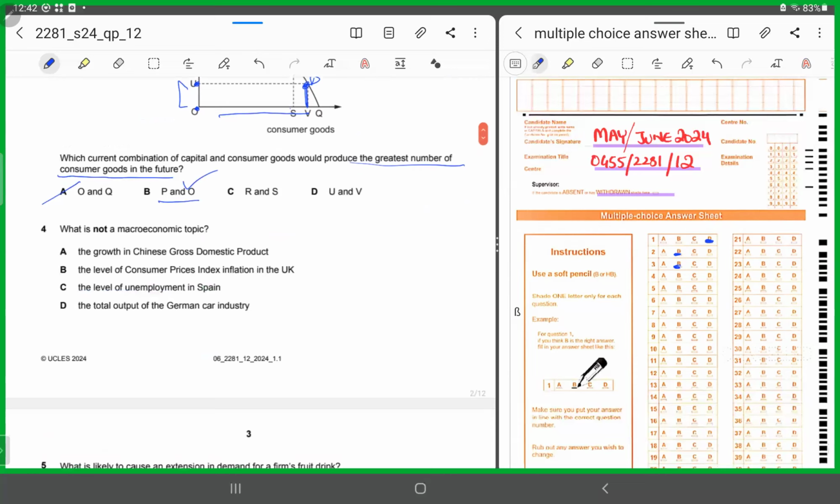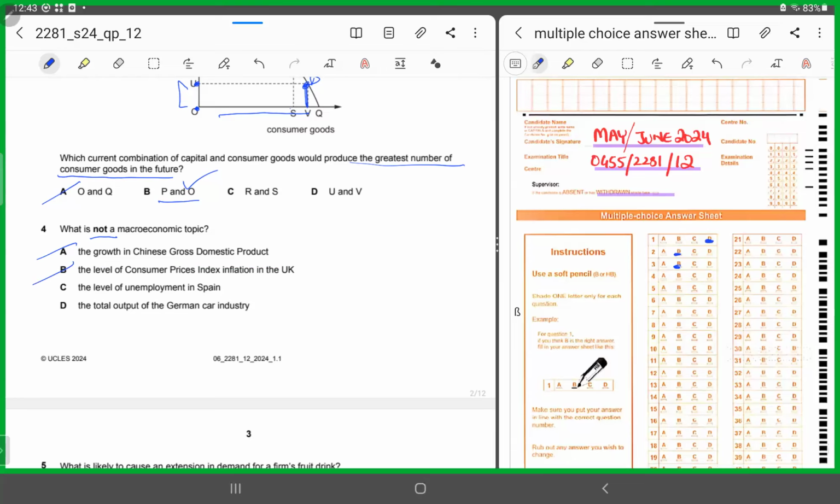Number 4. Number 4 says, what is not a macroeconomic topic? This means there's only going to be one answer, one option, which is not a macroeconomic topic, and the rest 3 will be macroeconomic topics. So now let's look at the options. A says the growth in the Chinese GDP. That's a macroeconomic topic. B says the level of consumer price index inflation in the UK. Again, CPI. That's a macroeconomic topic that you can chop off.